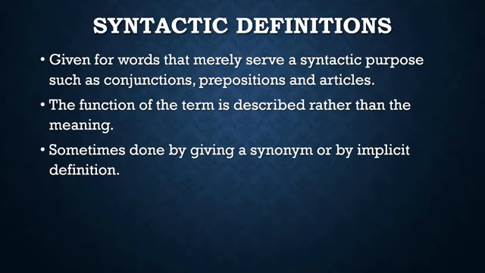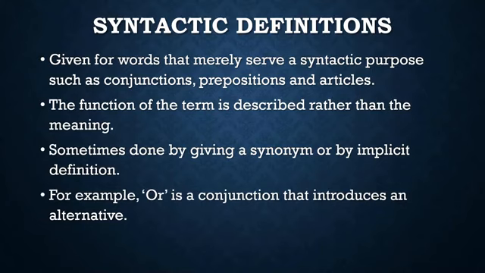And we might have, as an example, the word or, is a conjunction that introduces an alternative. So then we might use it in a sentence. You can have soup or salad. There's your alternative, and the or is highlighted in order to show how it's used. So in a sense, this technically isn't a definition, but it does help someone understand the meaning of the word. So in a broader sense, it is a definition.